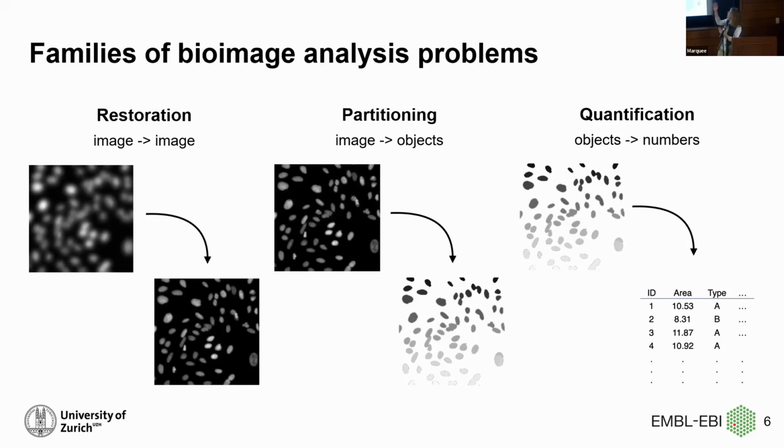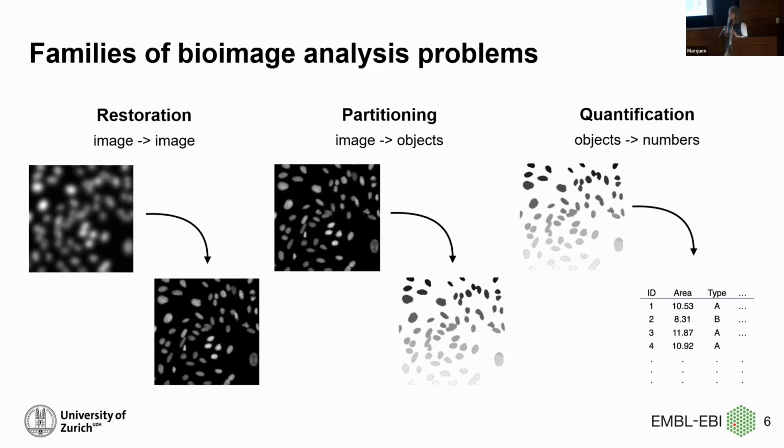And last but not least, quantification, which is: okay, what happens when we have segmented stuff? How do we turn the partition of the image that we consider to hold information into numbers that actually describe this information? From the beginning of my career, I have been really interested in this last step, which I would selfishly argue did not get as much attention as it should have in the early days of bioimage analysis, but is now having its golden age.